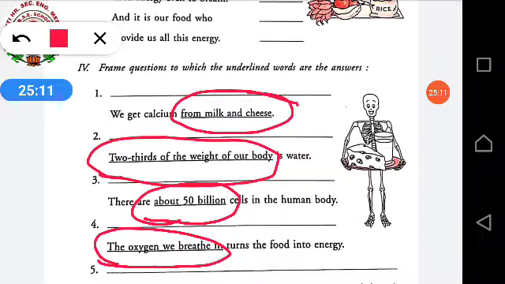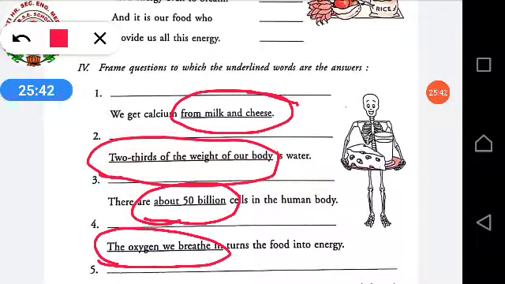Third one, there are about 50 billion cells in the human body. So what will be the question? How many cells are there in the human body? Why did we use many over here? Because we can count the cells. We don't know the number, but we can count. It is countable. That's why we have used many over here. How many cells are there in the human body? Question mark.